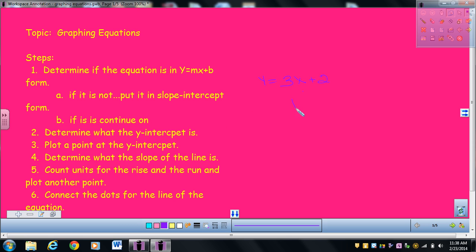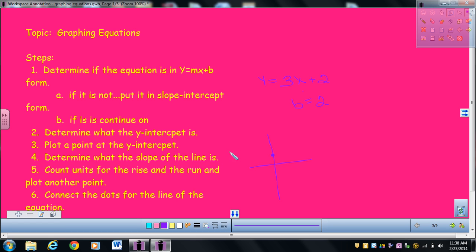Well, I know that b represents my y-intercept, and in this equation it happens to be 2. And if I had a graph, I could go ahead and find 2 on the y-axis. We'll say it's probably about here. And I could plot a point there. And that would be my y-intercept, which means that's where my line is going to cross the y-axis.